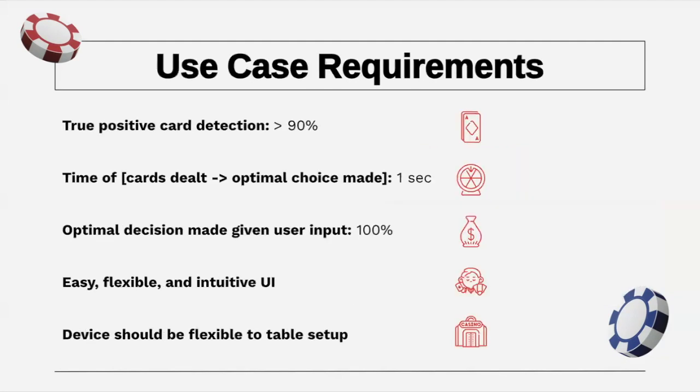The main use case requirements, we'll go over briefly, is we want to detect the cards mostly correctly. 90% is our goal here. We also want the time from the cards being dealt to the optimal choice being made to be less than 1 second. We also want the processing algorithm of our optimal decision making to output the optimal decision 100% of the time. We also want this web application to have a very flexible and intuitive UI so that the user has a pleasant experience when interacting with it. And the table that we use should be independent of the setup that we have. So this should work on any table that we want.